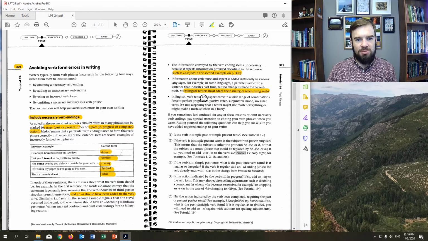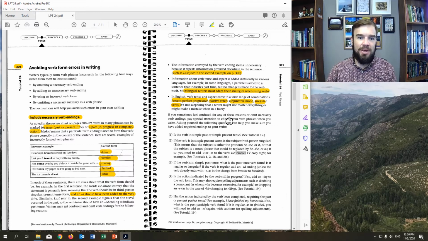In English, verb tense and aspect come in a wide range of combinations, right? These are some of our favorite tenses. The present perfect progressive, right? Have been thinking. The passive voice, was thought, right? Subjunctive mood. Irregular verbs.